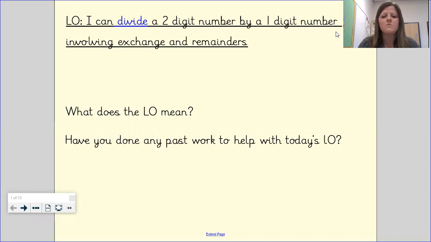Think about, have you done any work in the past week to help with today's LO? If you haven't, that's when you need to stop this video. It's really important that you have done Monday's lesson and Tuesday's lesson before you do today's. On Monday we learnt how to divide 2-digit numbers that involved exchange, and yesterday we learnt about dividing 2-digit numbers that leave remainders. Those lessons both feed into today, so do that learning first. If you have, then stay with me and enjoy today's learning.